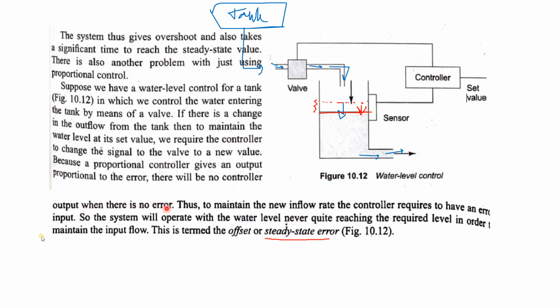Because a proportional controller gives an output proportional to the error, there will be no controller output when there is no error. That means when there is no error, the controller output will not be there. Because if there is no error, why will the controller operate? Because the sensor will sense that there is no error, so you don't have to get excited. You just remain as it is, because the system is stable. Thus, to maintain the new inflow rate, the controller requires to have an error input, because if there is no error, then the inflow rate from this valve will not be there. So the system will operate with the water level never quite reaching the required level.